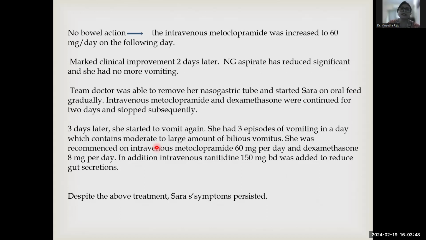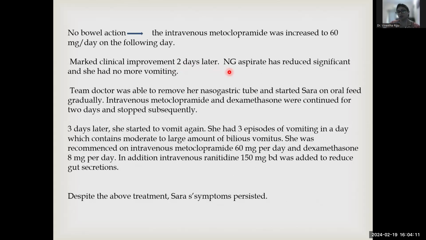Now what happens is that no bowel action was seen. So metoclopramide was increased. The dose was increased to 60 milligram per day. Okay. And marked clinical improvement was seen in 2 days. And the NG tube had very little collection in it. No more vomiting.